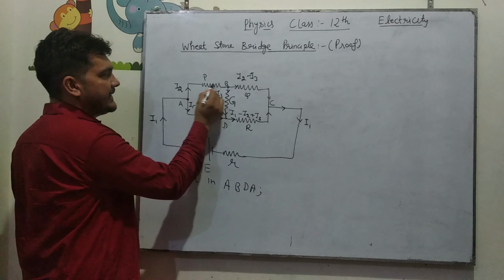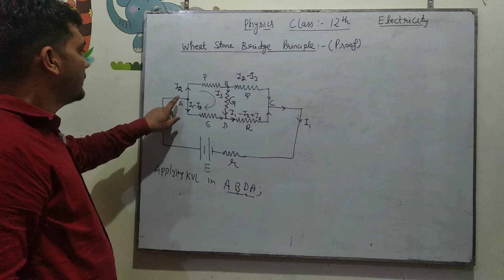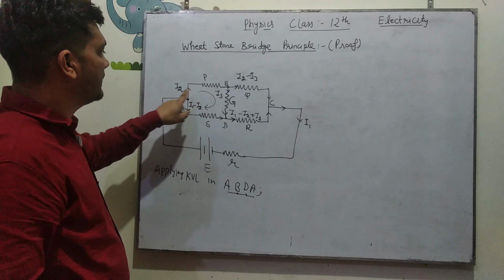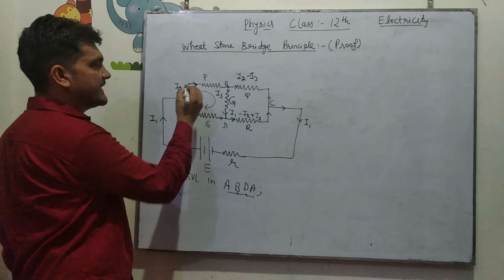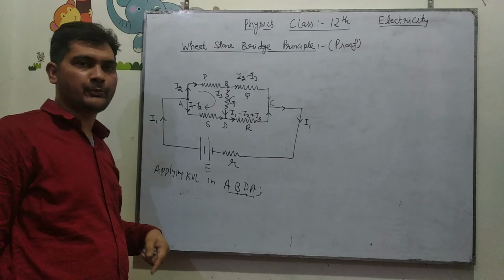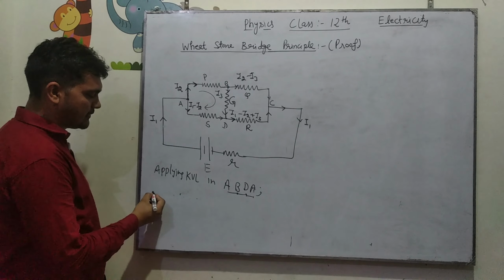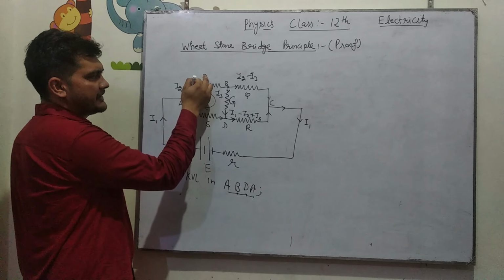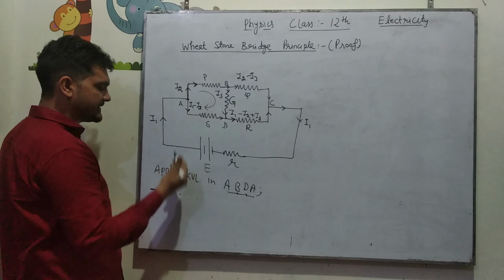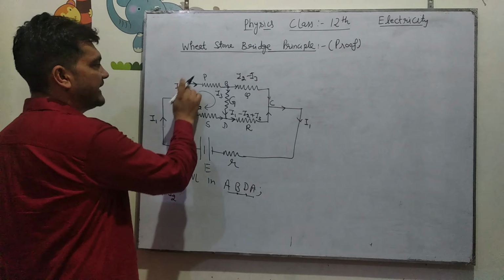I am applying it in this loop A, B, D, A. From A to B, I am moving in the direction of current. Current is in this direction, therefore there will be a loss of potential. So drop of potential is represented by negative sign. It will be a drop of potential, means negative. But resistance multiplied by current, resistance is P and current is I2. So this is the drop in potential from A to B.